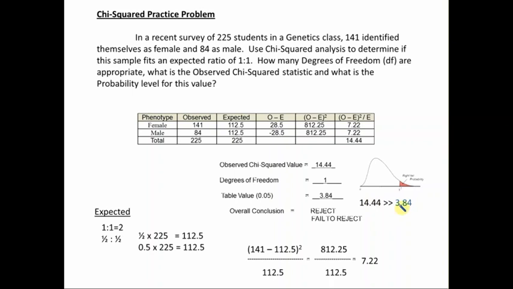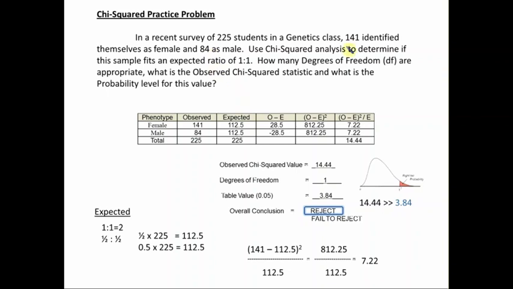Larger than our table number. It's way out on the end of the distribution. We're going to reject the idea that these data fall under a 1-to-1 ratio. Okay? We simply reject that idea. And we can see there's a lot more females than males, and we significantly say that there are significantly more females than males in this particular class.